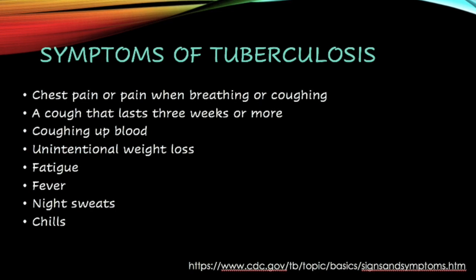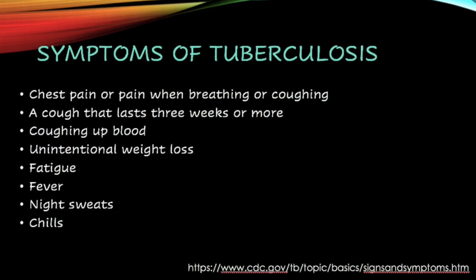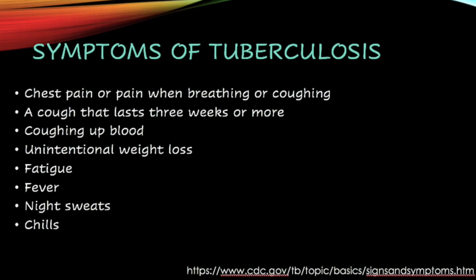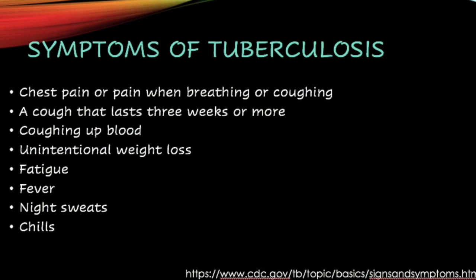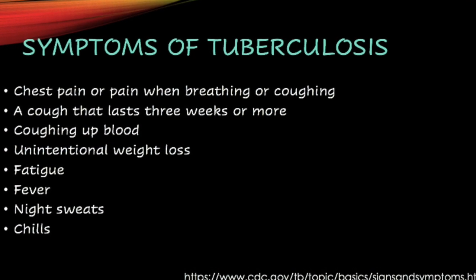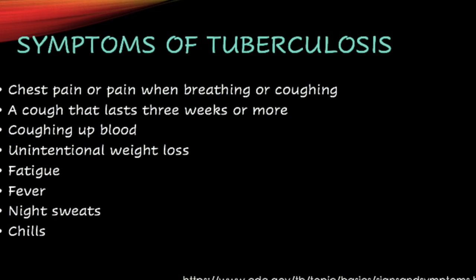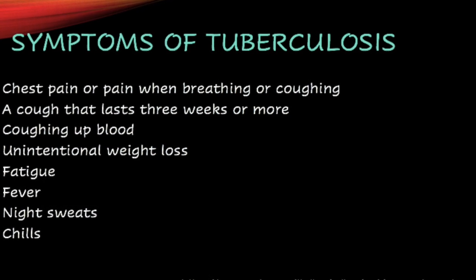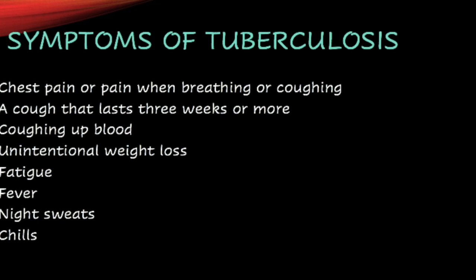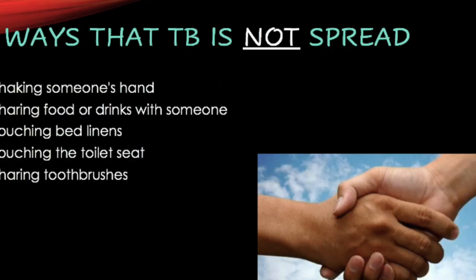So some symptoms that you might have if you have tuberculosis are chest pain or pain when you breathe in or cough, and a cough that lasts 3 weeks or longer. If you're coughing up blood, you have unintentional weight loss, or you're just tired, you have fever, chills, and night sweats. Those are some other symptoms of tuberculosis.